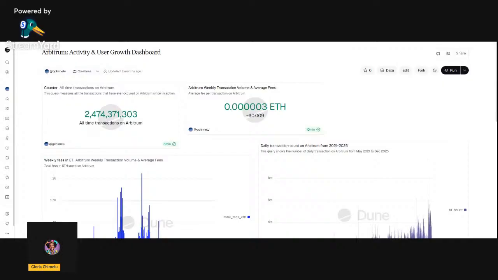So that's why I chose Arbitrum. I just wanted to look into the secret of how Arbitrum is really healthy, because some chains have a kind of, let's say, epileptic growth. So they have growth spikes.